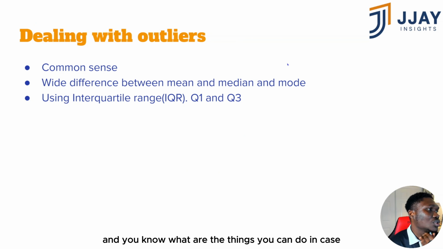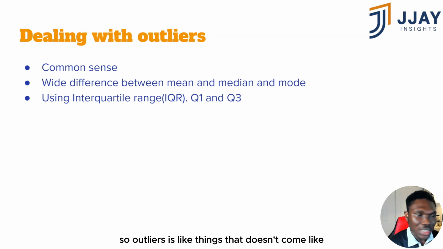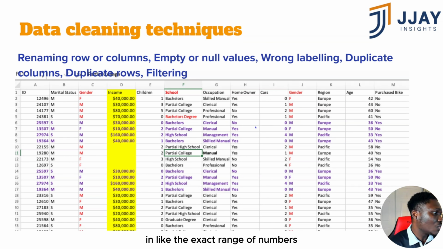And what are the things you can do in case you have outliers? Outliers are values that don't come in the exact range of numbers that things are supposed to be. This might not be a good example, but let's assume all of these numbers are like 40,000, 70,000, and all of a sudden this number is, let's say, $1.6 million. That's an outlier, because it doesn't fall within the normal range. And let's say another one is $1,000, and the majority of the numbers are like 10,000, 20,000.